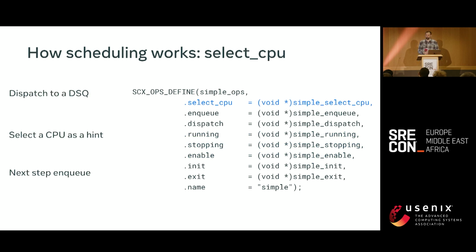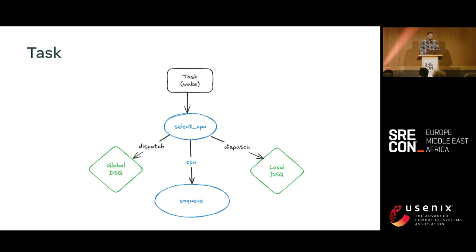Finally, we'll get to the more interesting and more important ones. The first one being select CPU. Select CPU can do two things. It can dispatch to a DSQ, or it can return a CPU as a hint to the scheduler of what should be the preferred CPU to run. So visually, we can see that a task is waking up. It goes through select CPU in the BPF scheduler. And here are our options. We can dispatch to our local or global DSQ, or we can return our CPU value, which then gets passed to the enqueue method.